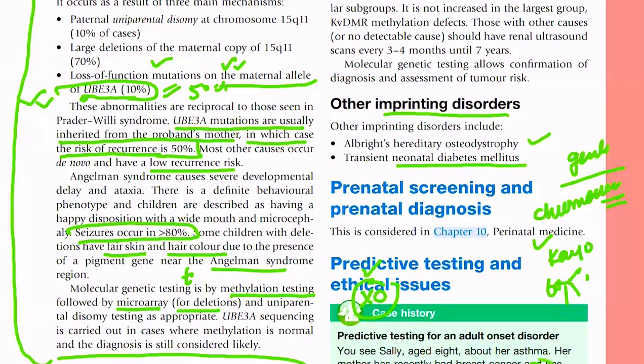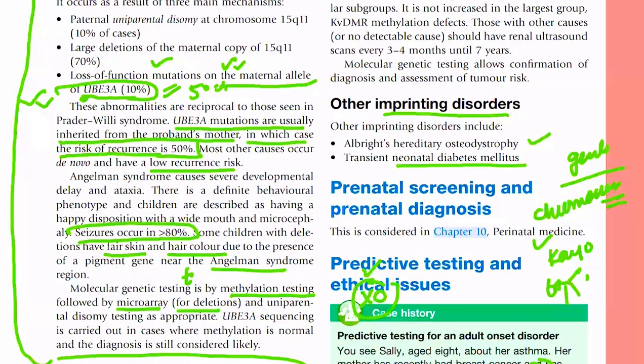This is for your exam questions. You just need to know that the preferred and most advantageous modality of genetic testing is microarray. I will tell you how we perform this microarray. Okay, the third imprinting disorder is Beckwith-Wiedemann syndrome.